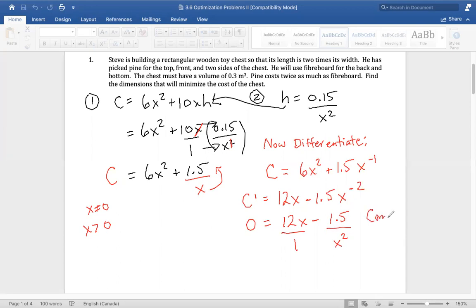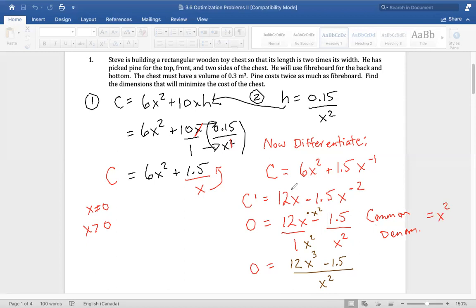Common denominator, I'll put CD. Between here, the common denominator would be x squared, right? So if I'm going to have an x squared down here, I multiply by x squared and then multiply the top by x squared, and I end up with x squared on the bottom. The minus 1.5 doesn't change because that's already what I want it to be. But the top would be 12x times x squared. So that would still be 12, but then x times x squared would end up being x cubed, and setting that equal to 0, I have 12x cubed minus 1.5 over x squared.